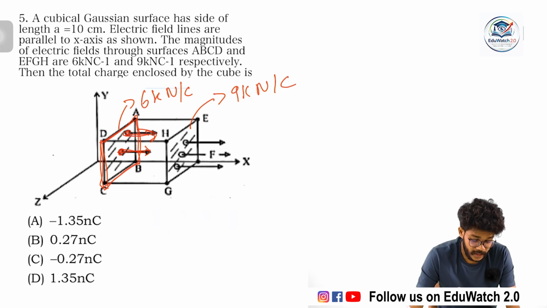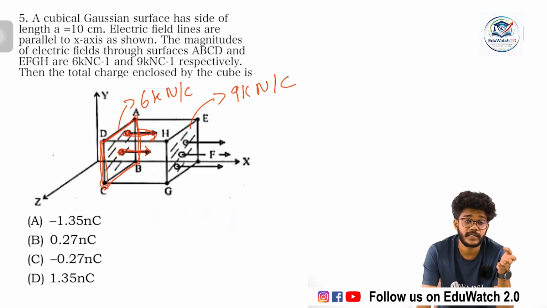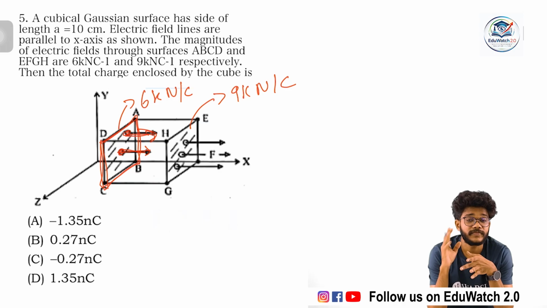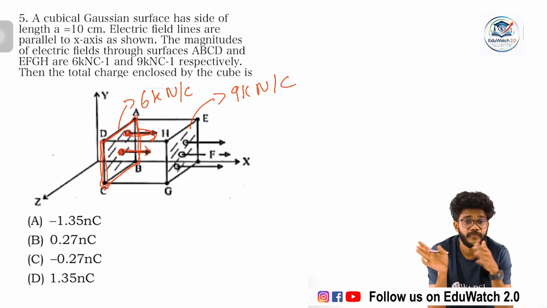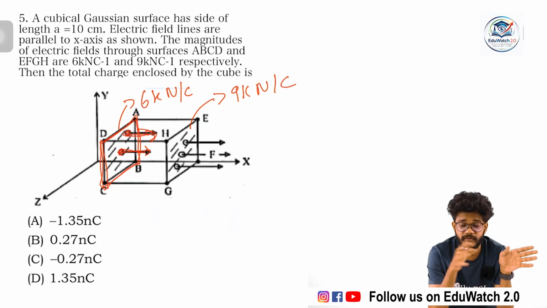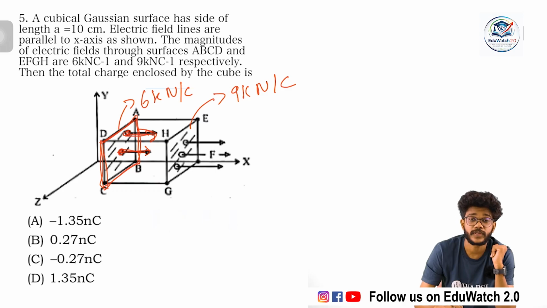Then we have to calculate the total charge enclosed by this cube. There is a change in field lines, which are going out and coming in. So what's the change in flux? The change in flux is 3K Newton per coulomb.